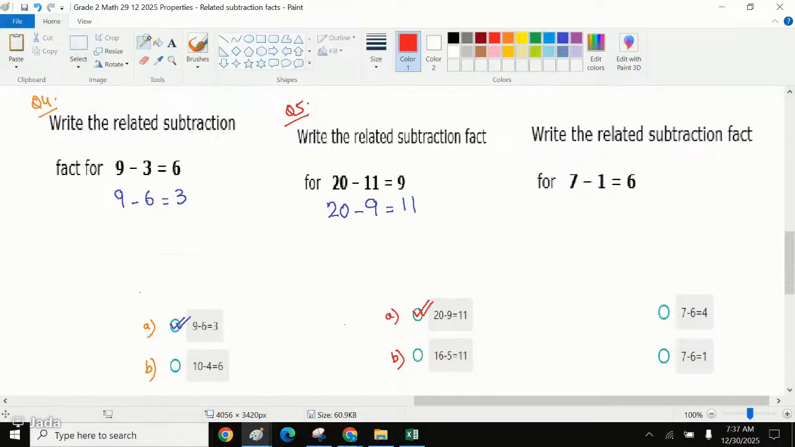Okay. Question number 6 from the test says, write the related subtraction fact for 7 minus 1 was 6. Option A, option B. So what should be the related subtraction fact for this? Yes, thank you, May. Your answer is 7 minus 6 is equal to 1. That's correct. Because the question was 7 minus 1 is 6, we write 7 minus 6 is equal to 1.